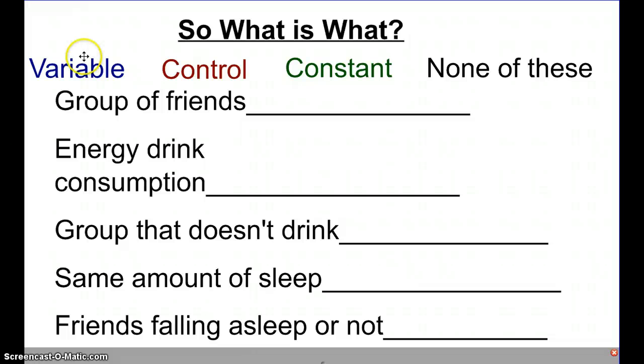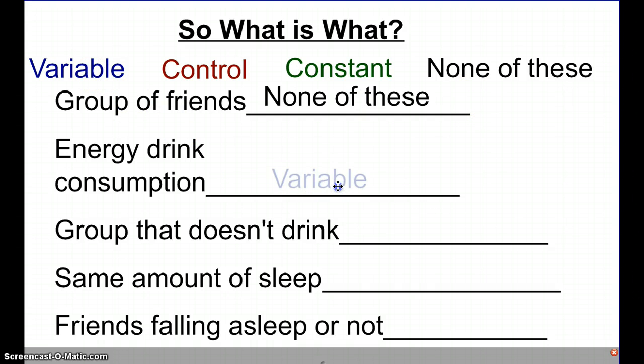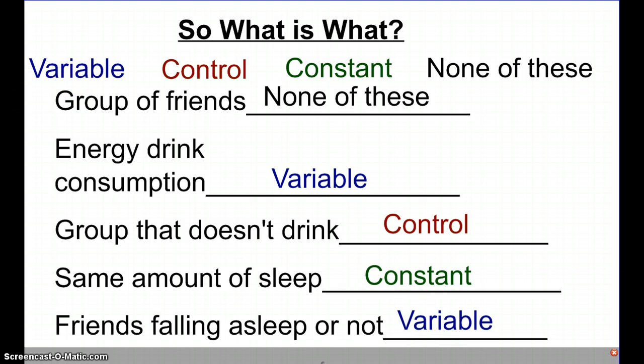Alright, let's see if you're correct or not. So, your group of friends, is it a variable, control, constant, or none of these? There's actually none of these. They are just a test subject. Energy drink consumption will be a variable. The group that doesn't drink will be your control. The same amount of sleep will be a constant. And finally, friends falling asleep or not is also a variable.